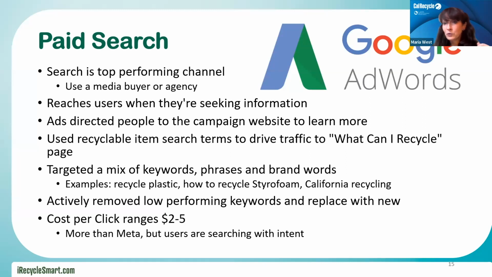We really got to see what was performing and then pivot based on that, and we'll give you all that information. We actively removed lower performing keywords and replaced them with those that were becoming more popular. Cost per click ranged from $2 to $5, so it really depends on if you have the budget for this. It's more than Meta, but users are looking for your information, and that's the great benefit.